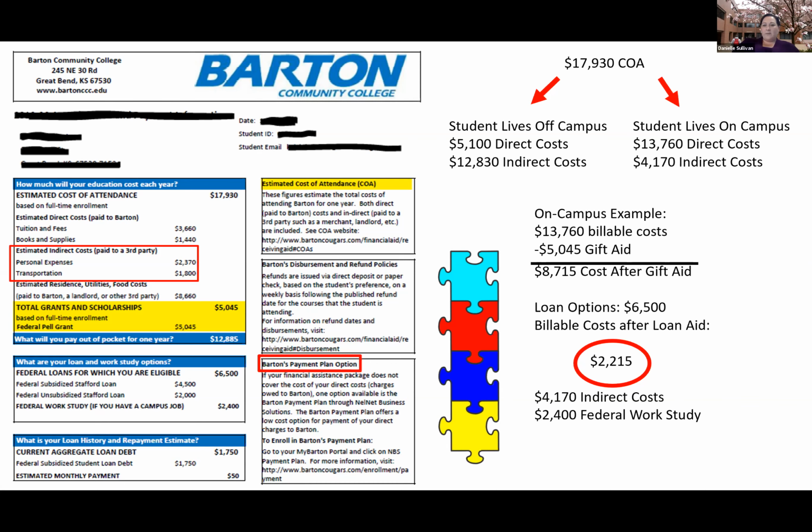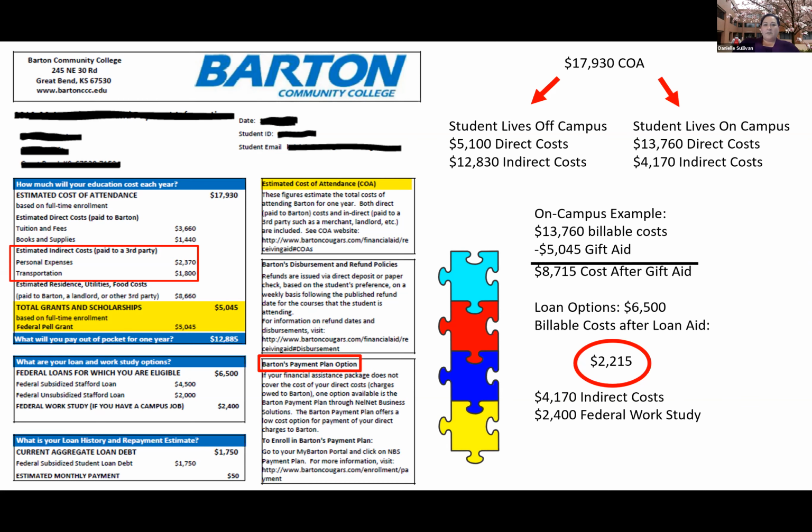So it's most important for the student to be able to meet their billable costs. And Barton also offers a payment plan. So some schools might also offer that option for a payment plan. One other thing I want to stress is that work study does not apply to your bill.